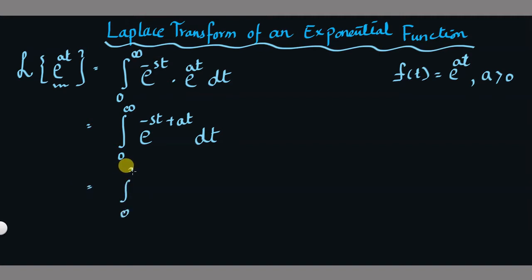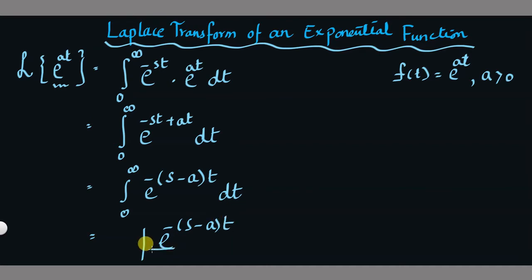Now we will take minus common, and what will be left is s minus a. Now it is very easy. At this stage we can integrate this exponential function. So e raised to the power minus (s minus a)t over minus (s minus a), from 0 to infinity.